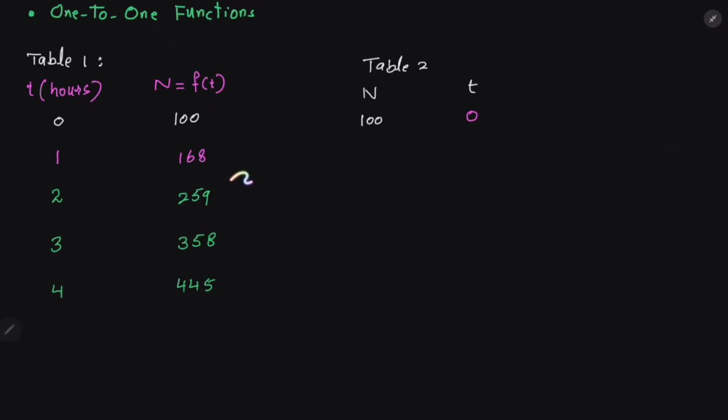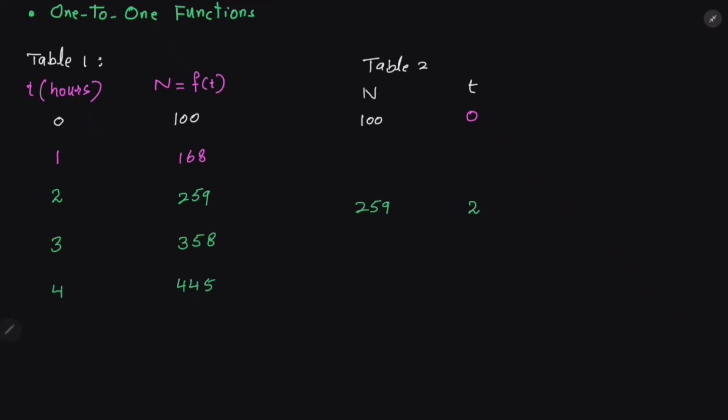Now, if a person looks at this data, for example, 259, and that person wants to see the time for that population, he or she can look at table 1 and say that for that population, the time was 2 hours. So we can write 2 hours over here.